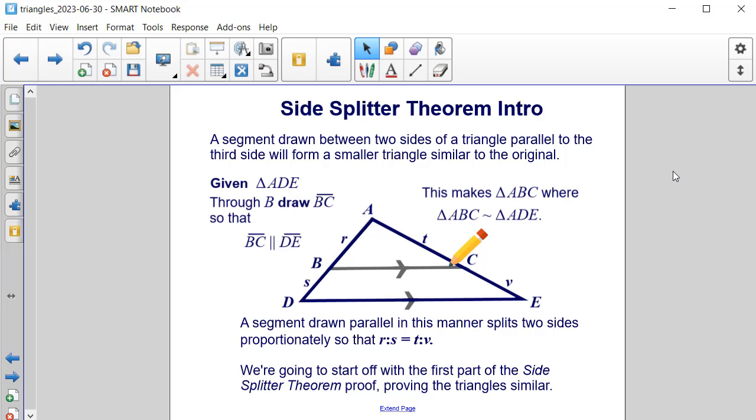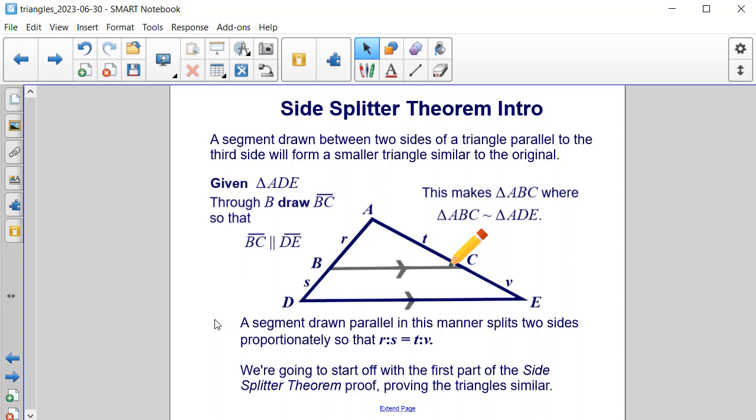Now let's talk about the side-splitter theorem. A segment drawn between two sides of a triangle, parallel to the third side, will form a smaller triangle that is similar to the original. So we are given triangle ADE in our diagram, and through point B we draw the segment BC such that it is parallel to segment DE, and this makes triangle ABC, and it is similar to triangle ADE.